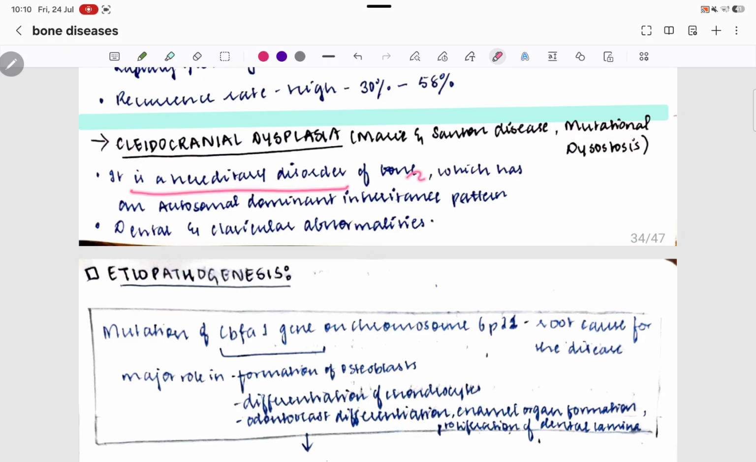It is a hereditary disorder of bone. Unlike your fibrous dysplasia, which was a developmental disorder, this is a hereditary disorder of the bone which has an autosomal dominant inheritance, similar to your cherubism. This is also autosomal dominant, and there are dental and clavicular abnormalities.